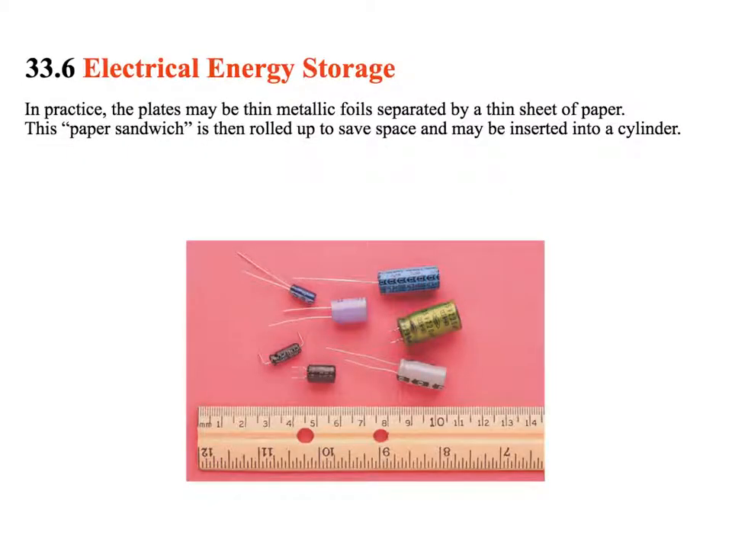In practice, the plates may be thin metal foils separated by a thin sheet of paper. This paper sandwich is then rolled up to save space and may be inserted into a cylinder, like these. These are some examples of our capacitors.